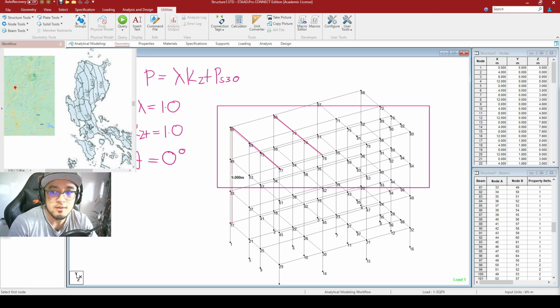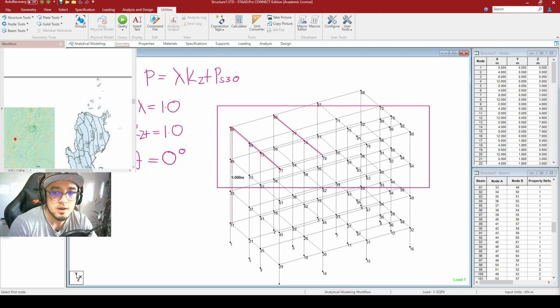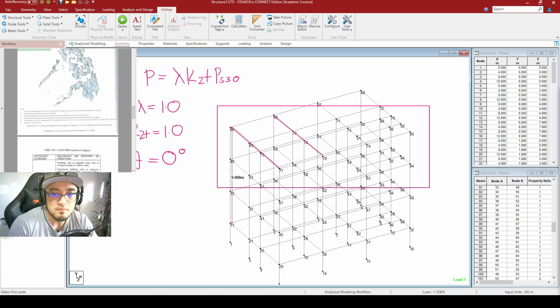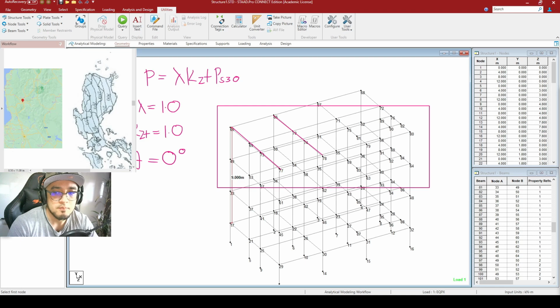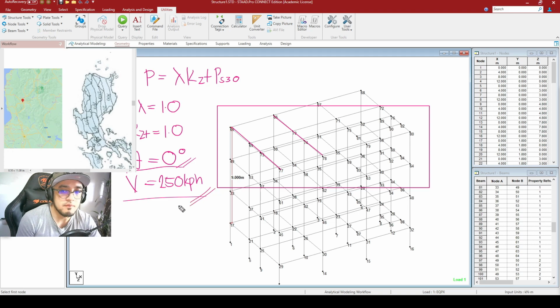If you cannot read what I am pointing to right now, better check your National Structural Code of the Philippines and open it to this figure right here, figure 207A.5-1A. So there, this is for your Baguio City once again, and it has a wind speed of 250 as indicated here. So from that, guys, our wind speed, or our velocity, is equal to 250 kilometers per hour. So we already have our value for our theta and our value for our V.